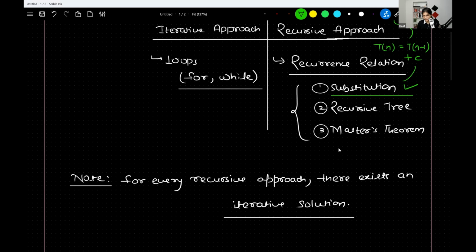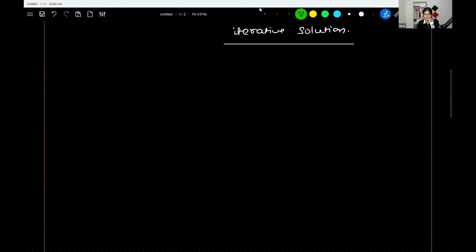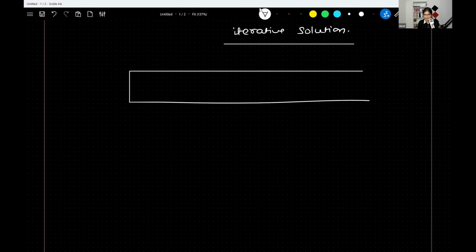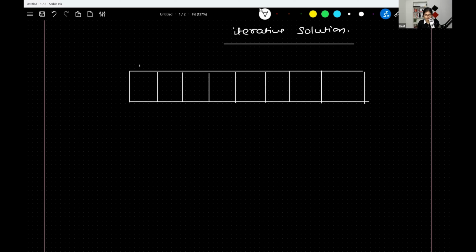After that, I talked about another application, the Fibonacci series. We discussed that the Fibonacci series is nothing but the addition of the previous 2 numbers. Let's say we have an array with indexes 0, 1, 2, 3, 4, 5, 6, and 7, so here we have 8 elements.